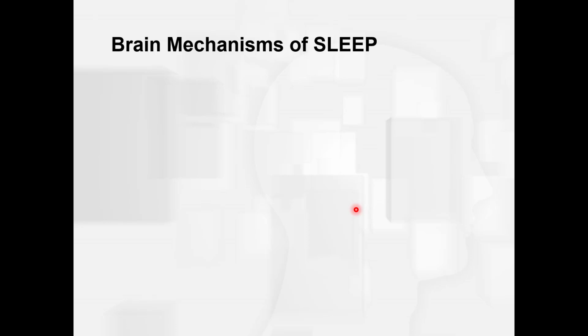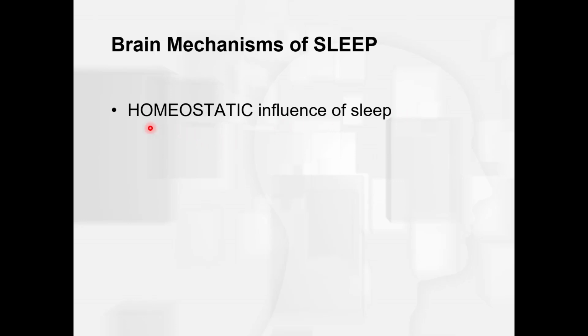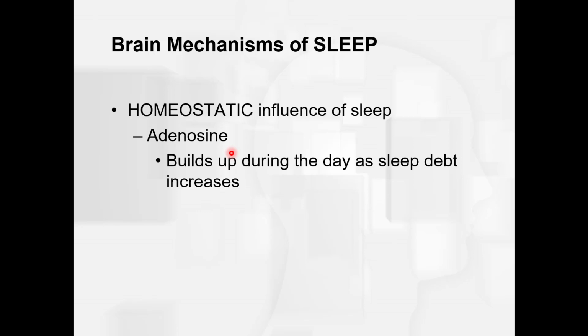So another mechanism of sleep that I want to mention is the homeostatic influence of sleep. I don't believe it's in your textbook unless it got added in this latest edition. But a lot of times students will ask, well, how does caffeine work? And in order to understand that, you have to understand this homeostatic mechanism of sleep, which involves adenosine. What happens is, and we mean homeostatic, is that it's something that kind of balances out over time. And so with adenosine, we have this buildup during the day as our sleep debt increases. So adenosine continues to increase.